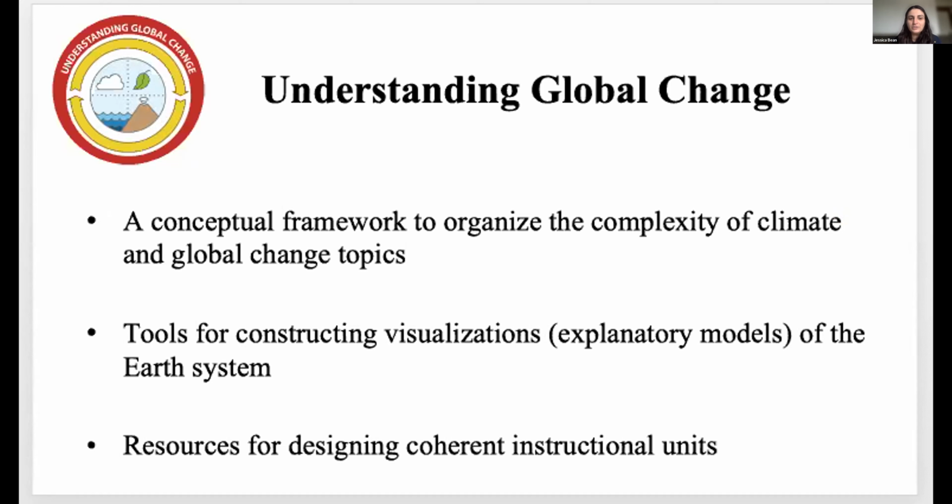And so we've created tools for constructing visualizations, also known as explanatory models, of the Earth system to show that complexity and how all the different parts of the Earth are interconnected and related. And then finally, I'm going to briefly show you some resources that we created for designing coherent instructional units. How do you actually design units with these practices and these tools in mind? And I run PLCs across the country to support teachers in developing units about global change topics.